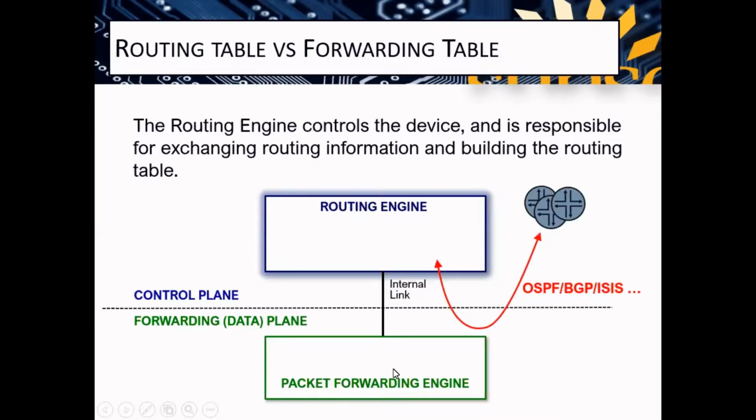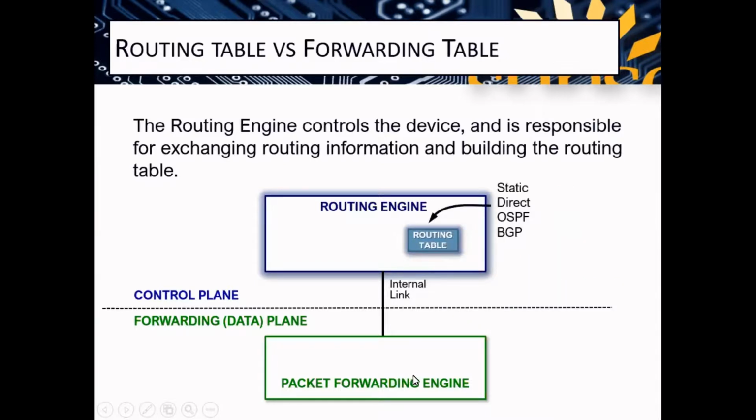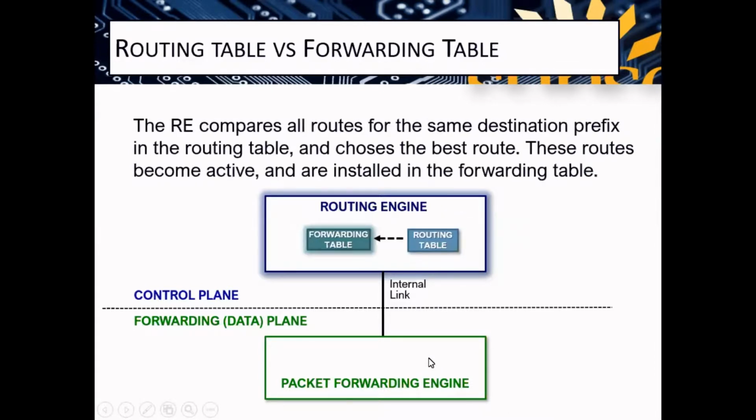So whenever you turn on a routing protocol, OSPF, ISIS, BGP, or you configure static routes, or you add IP addresses to the interfaces, and that results in local or direct routes, all of that information goes to the routing table. So the routing engine looks at all the information in the routing table, compares all routes for the same destination prefix, and chooses the best routes.